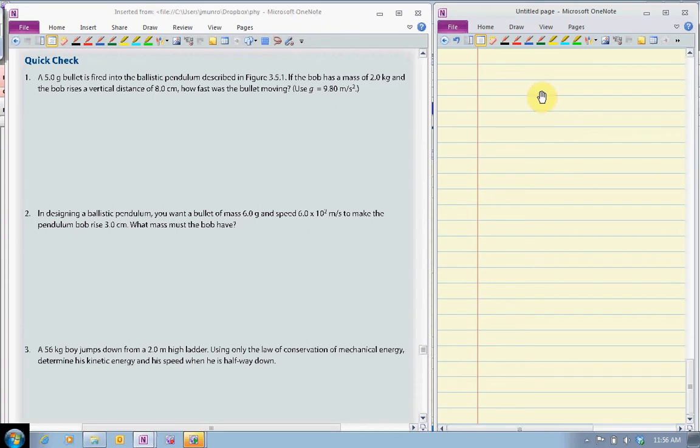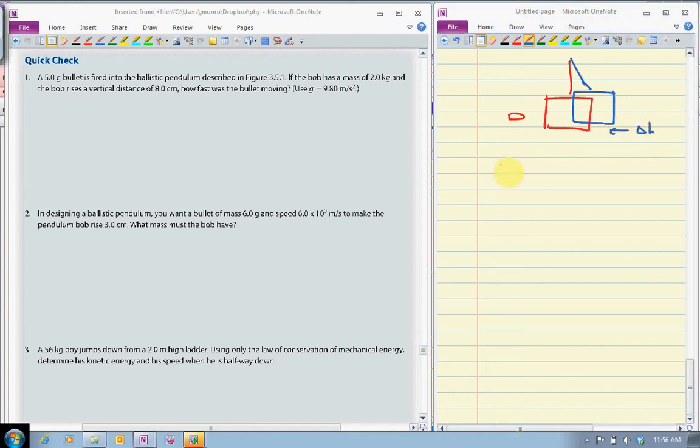This is the quick check on page 110. We have a ballistic pendulum which is hanging and is going to be struck by this bullet. As a result of that, it's going to lift into the air by some value delta H.